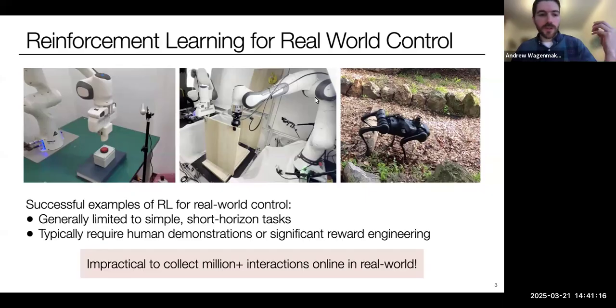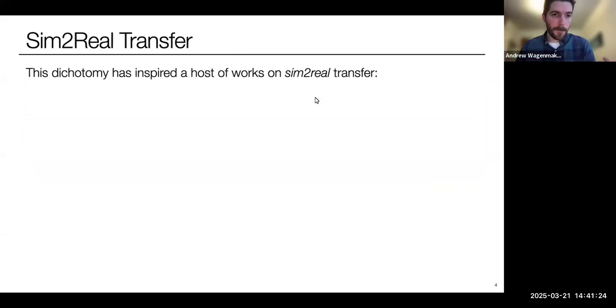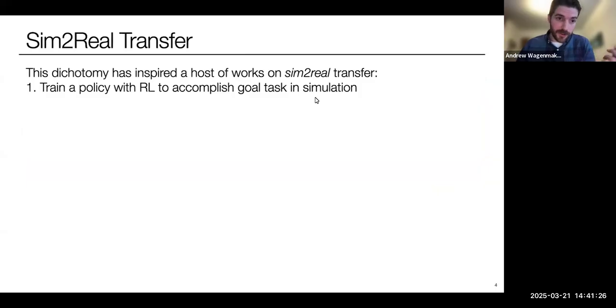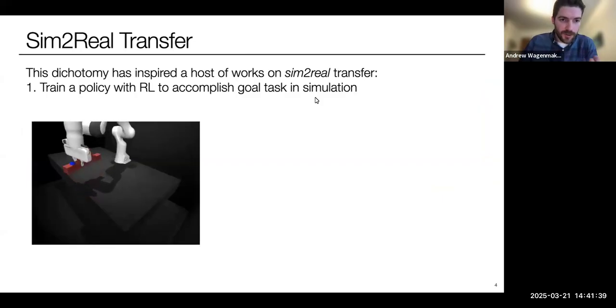Now, this dichotomy, this difference we see between deploying RL in simulation versus RL in the real world, has spawned a lot of work in what we'd call sim to real transfer. What this means essentially is usually you do something like the following. You train a policy with RL in a simulator to accomplish some task. For example, say it's a robotic task, you train the agent to pick up a beam and stack it on some blocks in simulation.